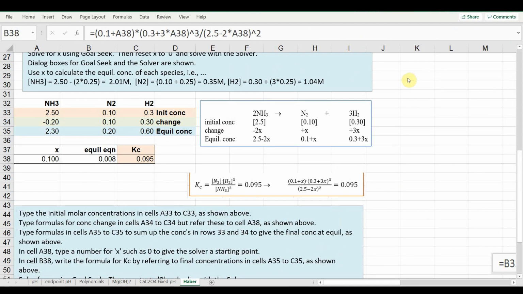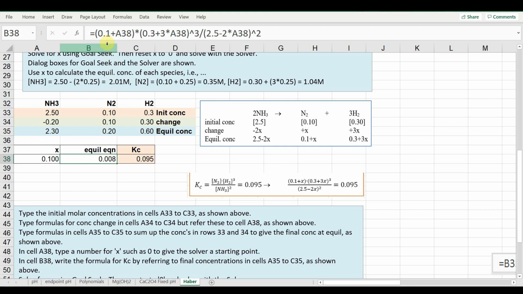This Excel file is called pH exercise. The worksheet is called Haber. In cell B38, I have the equilibrium expression typed. So just recall again, here it is: molar concentration of nitrogen times the molar concentration of hydrogen cubed divided by the molar concentration of ammonia squared. So for nitrogen, it's 0.1 plus x, times, for hydrogen, 0.3 plus 3x, and that term is cubed. For ammonia, it's 2.5 minus 2x, and that term is squared.